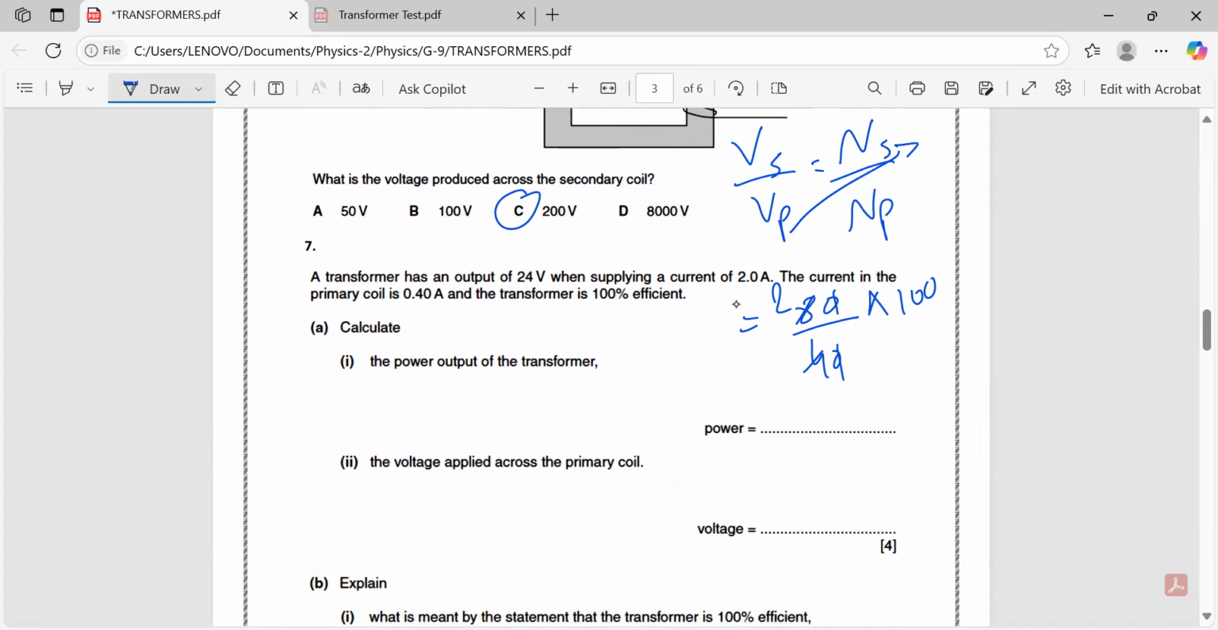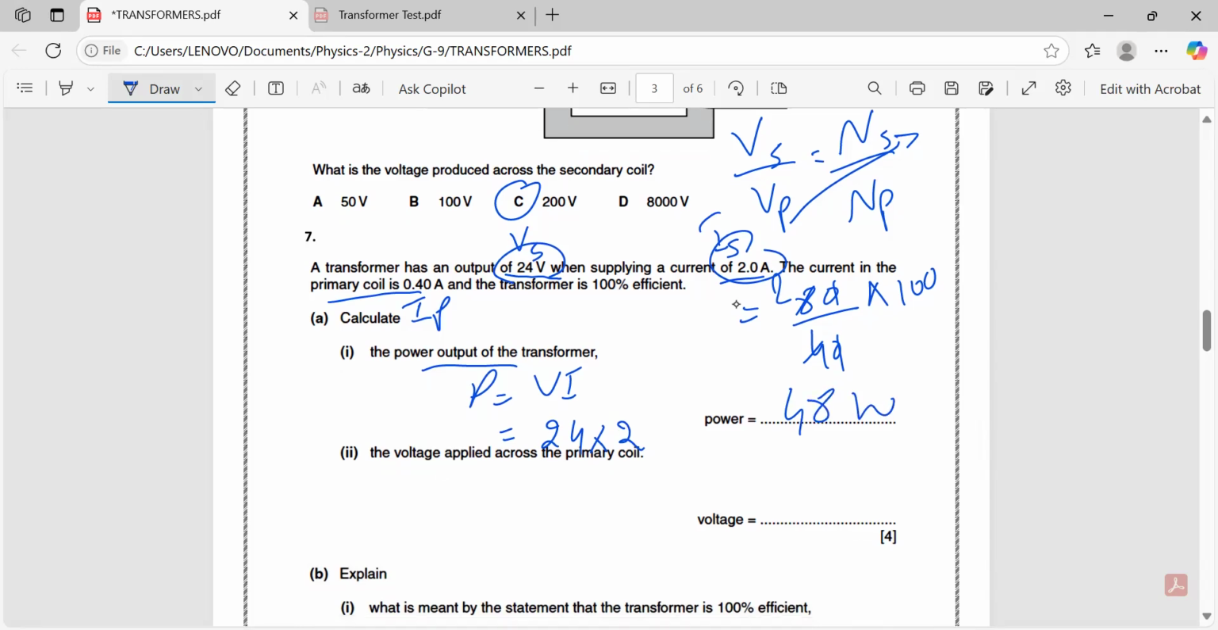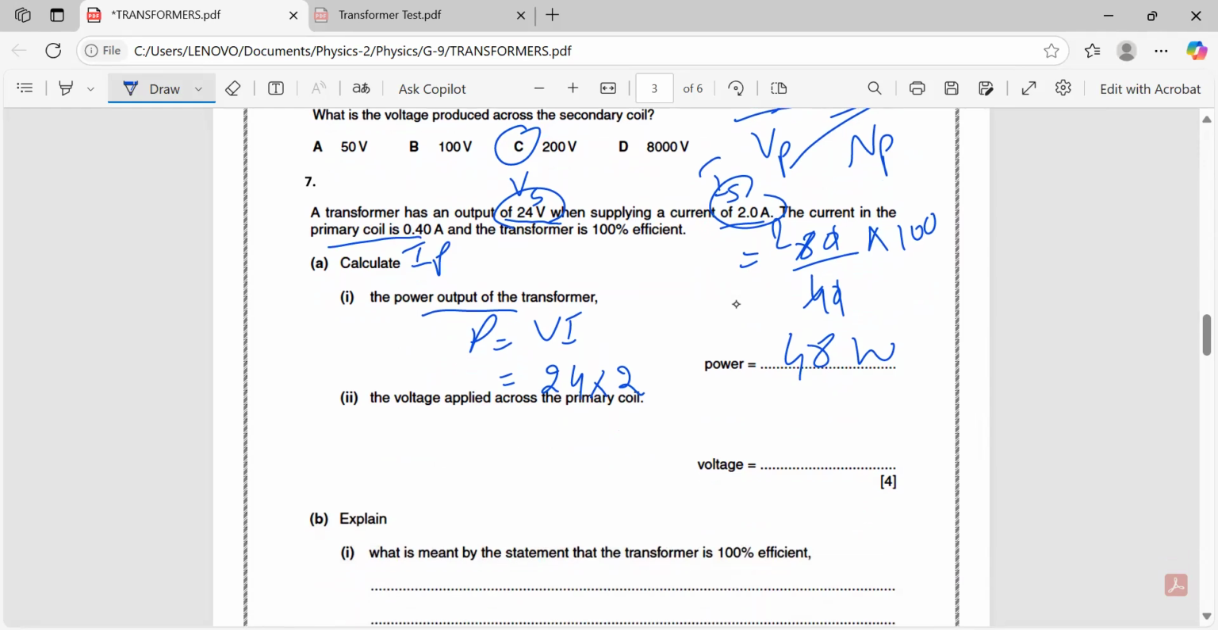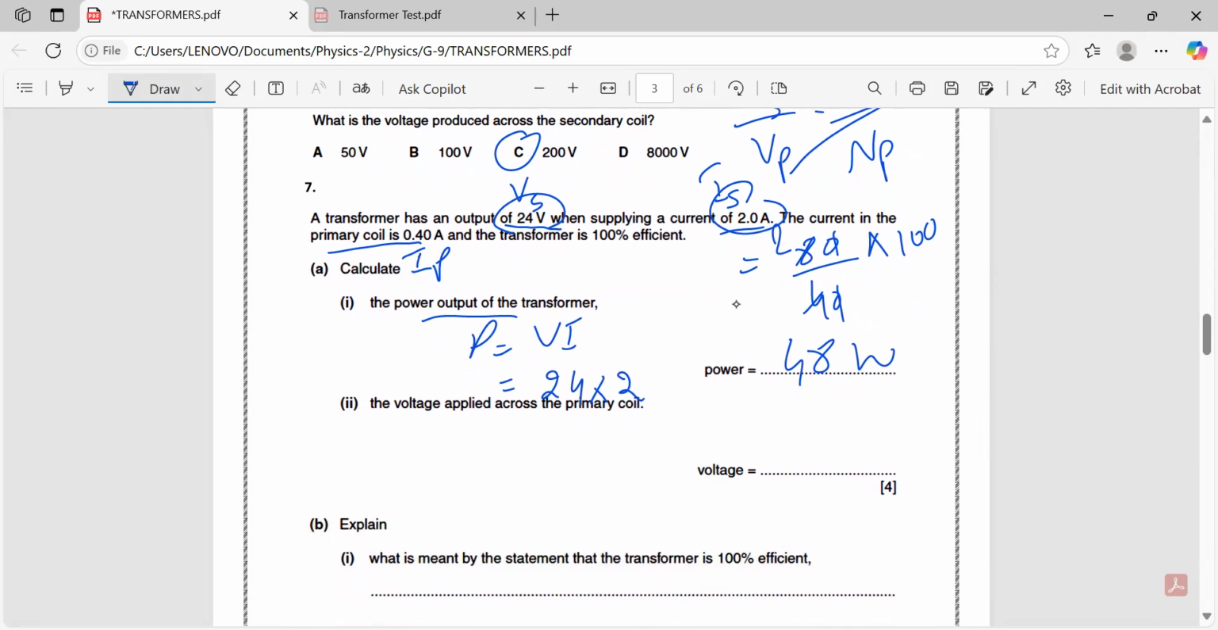Next question: a transformer has an output of 24 volts, VS, when supplying a current of 2 amperes. The current in the primary coil, IP, is 0.4 amperes, and the transformer is 100% efficient. Calculate the power output. For the power output, you take the output voltage and output current: P is equal to VI. Multiplying 24 times 2, you get 48 watts. Next, the voltage applied across the primary coil. So what should be the formula for it?